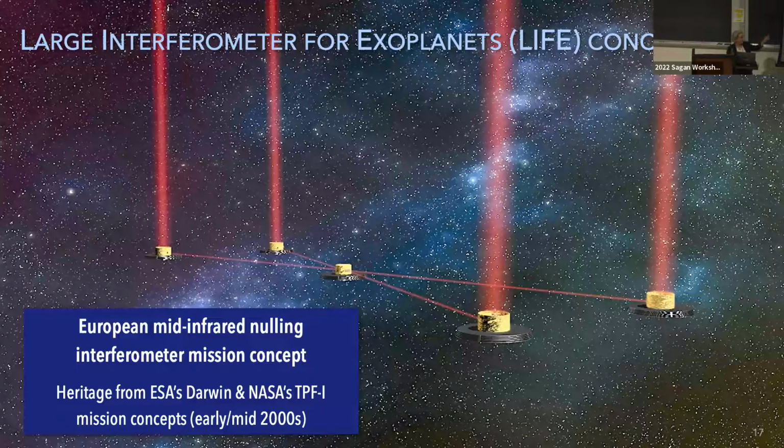And they do that by using multiple free-flying telescopes to combine light destructively and to suppress the central stars, but not the planets orbiting them. And so this is called nulling interferometry. So LIFE draws upon two older mission concepts: ESA's Darwin mission and NASA's Terrestrial Planet Finder I mission. And both of those were studied in the early to mid 2000s.